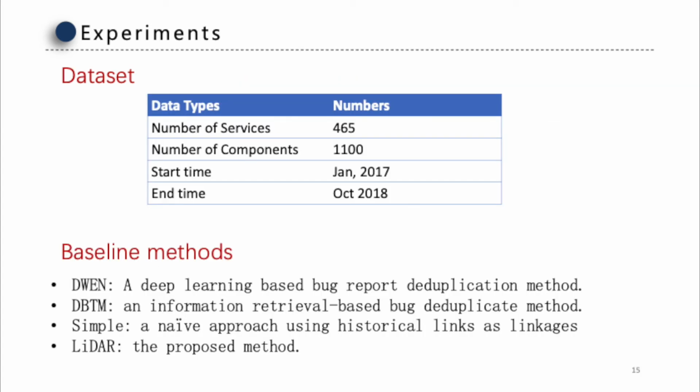In our experiment, we test our method, LiDAR, in the large online service system. We used 465 services and about 1,100 components in total, and the data ranges from January 2017 to October 2018. Here we compare with several state-of-the-art bug deduplication methods, such as DWEN, a deep learning-based bug deduplication method, and DBTM. Another is simple: a naive approach using historical linkages. And then there is our LiDAR approach.